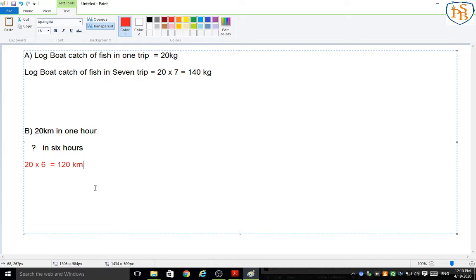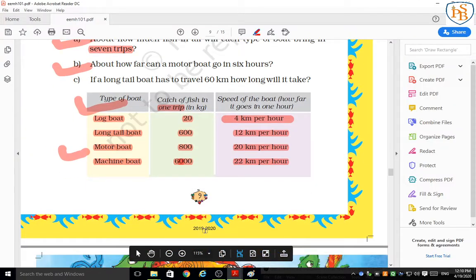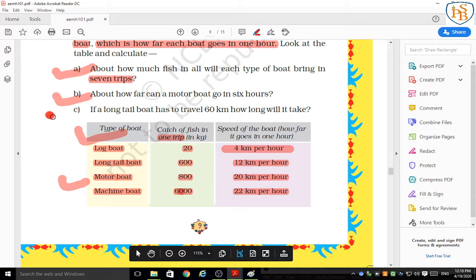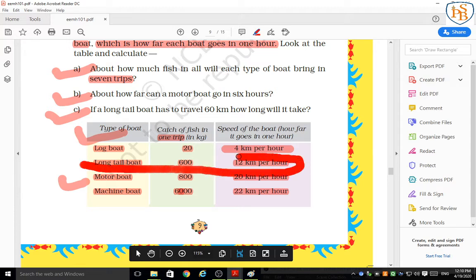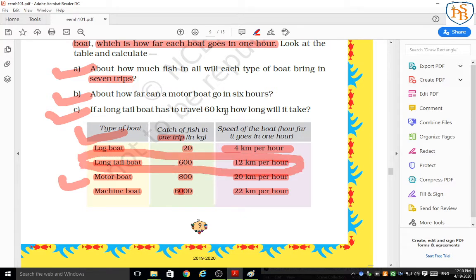Okay, students? Now let's go to the next question, example number C. What is example number C? If a long tail boat has to travel 60 kilometer, then how long will it take? Again, they are asking about time. Where is the long tail boat? Our long tail boat is here. The long tail boat has to travel 60 kilometer.